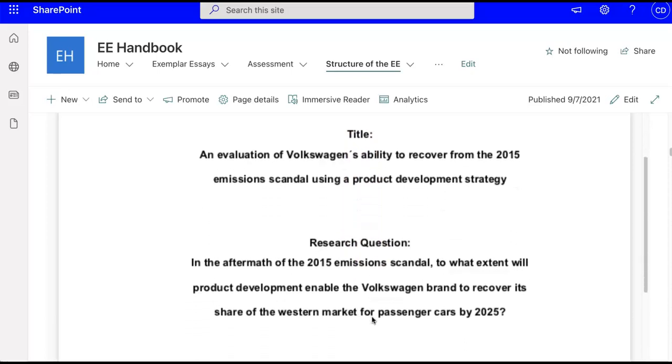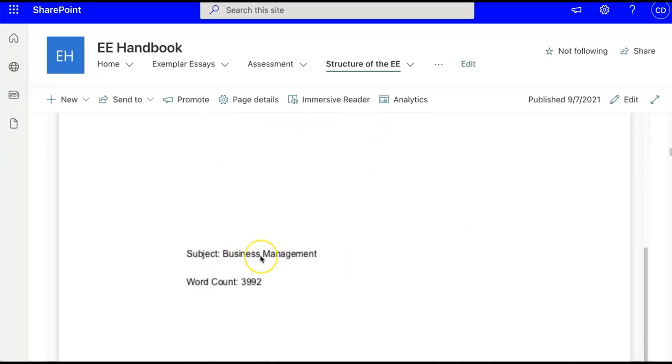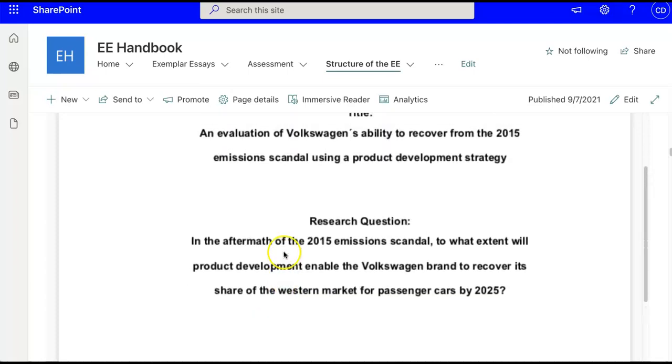Okay, and also it's very important to make sure the wording of this research question is exactly the same as the wording of the research question in the introduction. Okay, and you can see then I've got the subject, business management, and the word count. No name, no school, no reference to the IB, no exam session, nothing, only the required details.